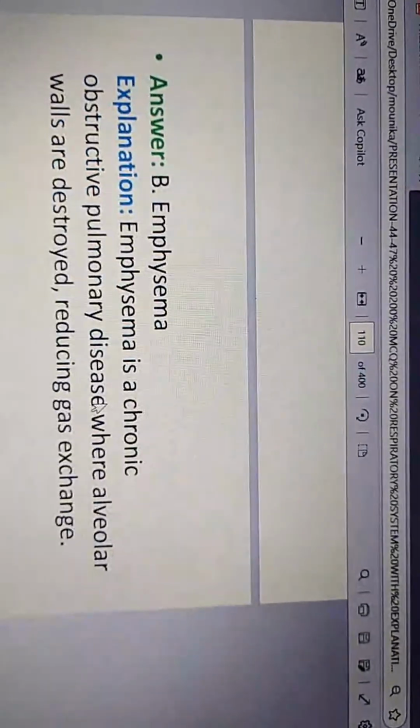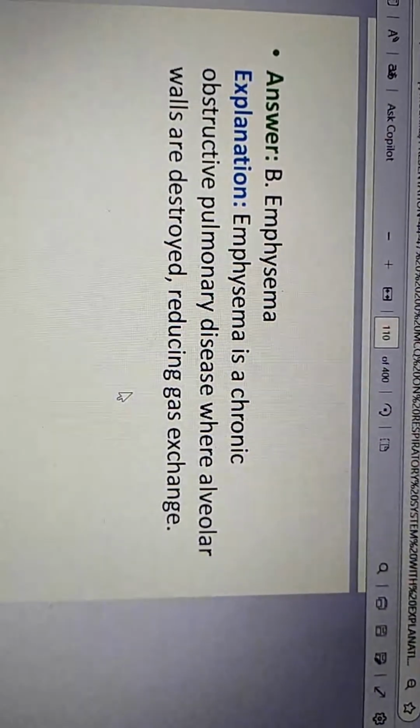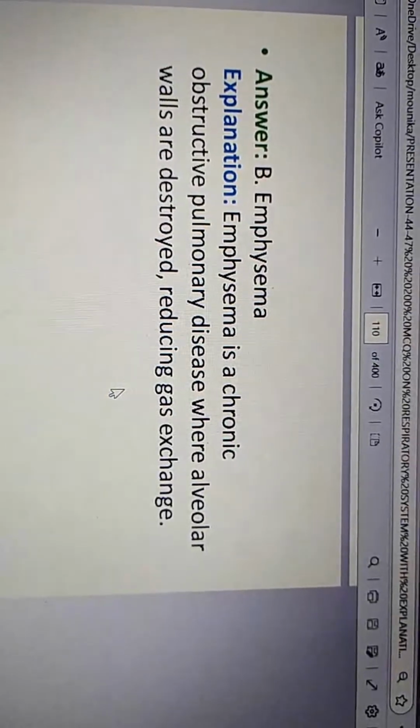The correct answer is option B, emphysema. Emphysema is a chronic obstructive pulmonary disease where alveolar walls are destroyed, reducing gas exchange.